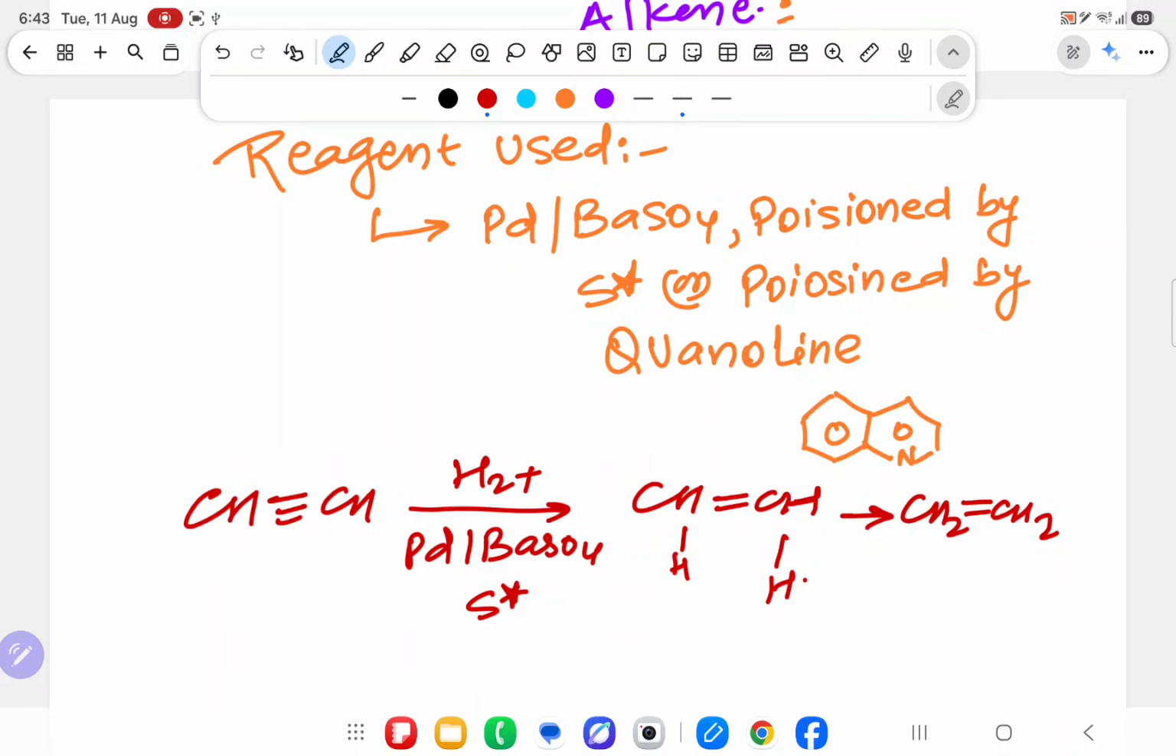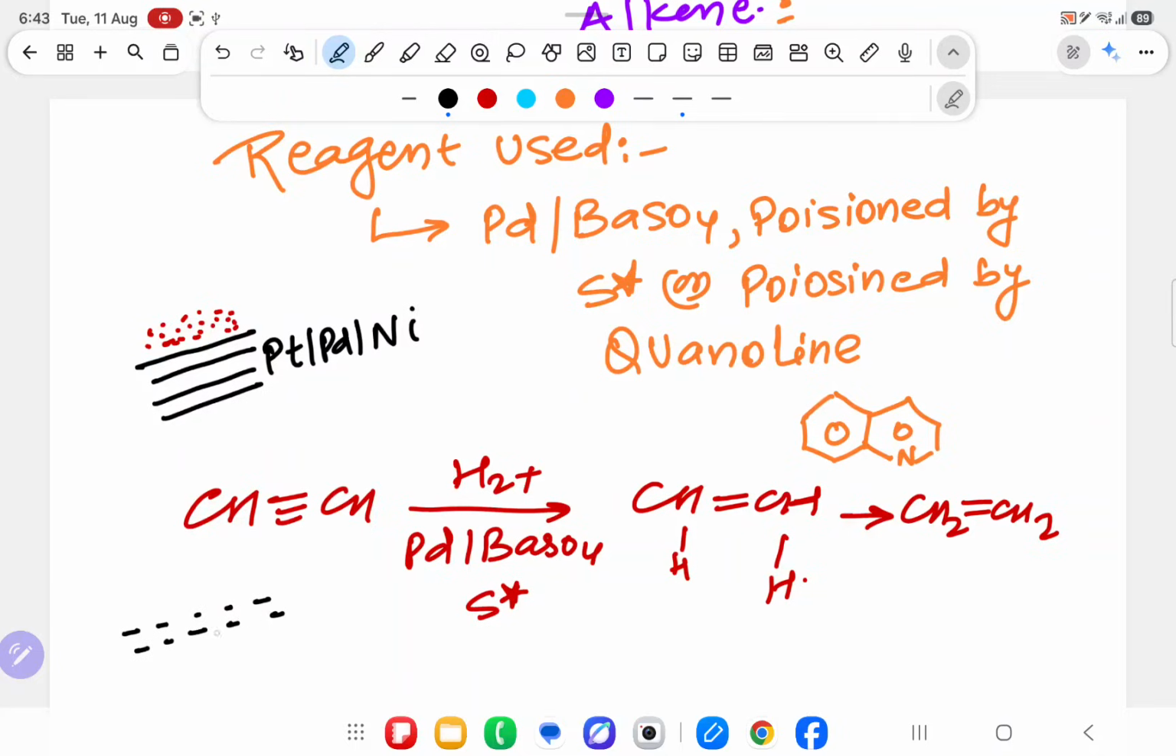Sir, what is the reason behind it? What is the use of this reagent? Whenever you are taking platinum or palladium catalyst, this plate is made up of platinum, palladium or nickel. In that situation, the plate does not have any holes and all the hydrogen is present over here. But whenever you are taking Pd in the presence of BaSO4, their plates have a little bit of holes. Then whenever you put hydrogen over here, what happens? Some hydrogen will get stuck in the holes. So whenever you are taking CH triple bond CH, only one hydrogen will come here. Two hydrogens are not coming.